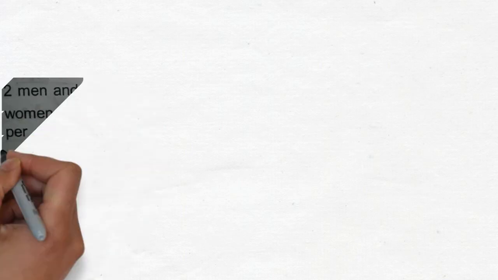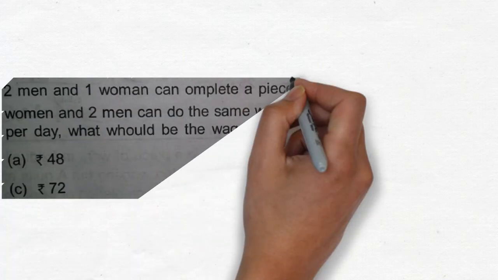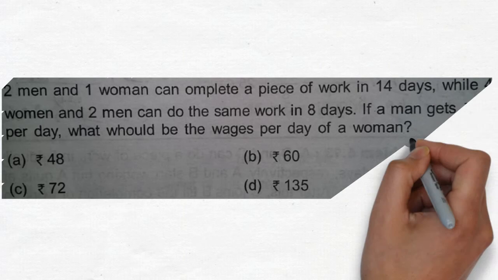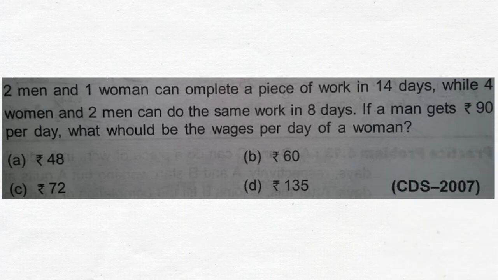Now I will give you some examples. Question 1. 2 men and 1 woman can complete a piece of work in 14 days, while 4 women and 2 men can do the same work in 8 days. If a man gets 90 rupees per day, what would be the wages per day of a woman? A. 48 rupees, B. 60 rupees, C. 72 rupees, D. 135 rupees.